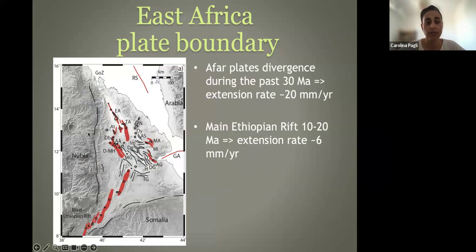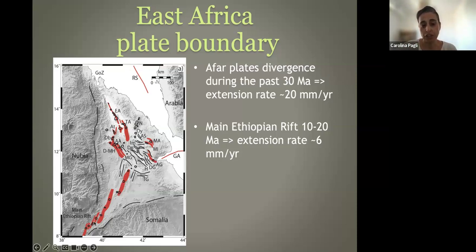And in fact, if you take fixed Nubia, the full spreading extension of Arabia reaches 20 millimeters per year in central Afar at about this latitude. While if we go north, then the extension between Arabia and Nubia decreases, and there's a bit of a rotation also of this sector of the plate, and it decreases to, say, about 10 millimeters per year further north.